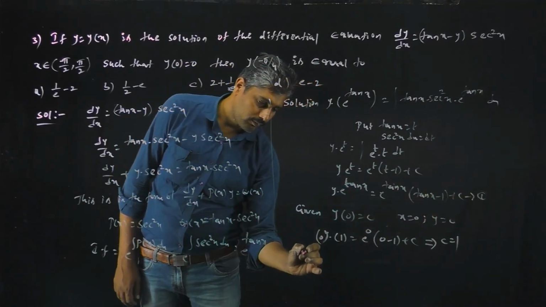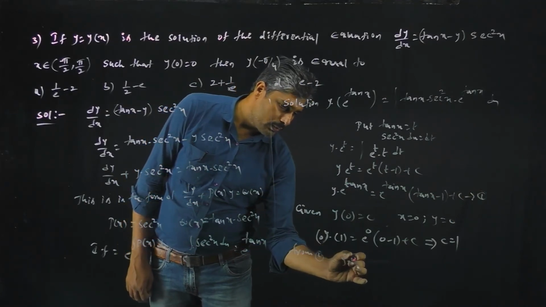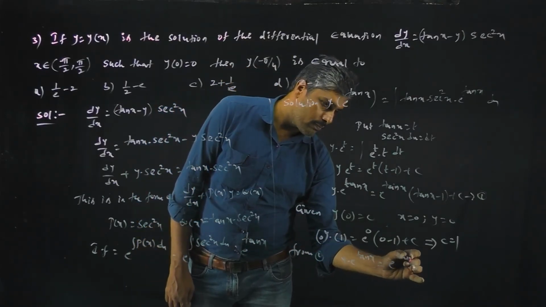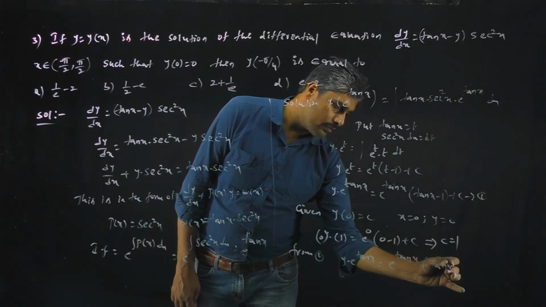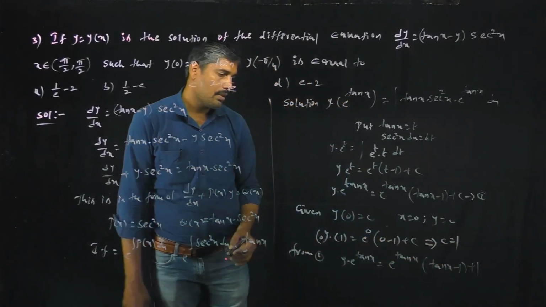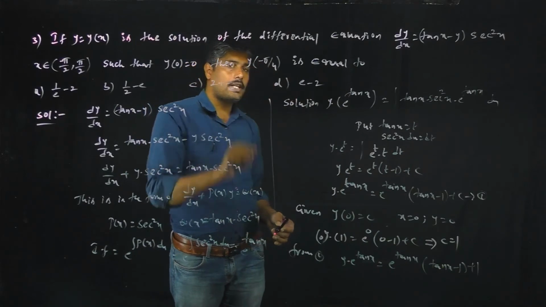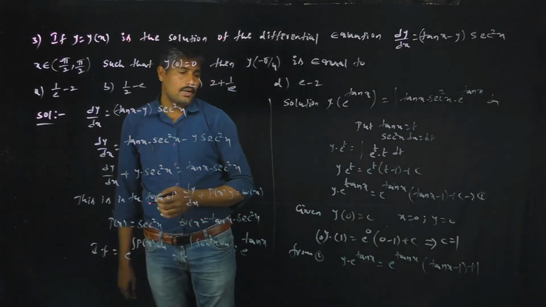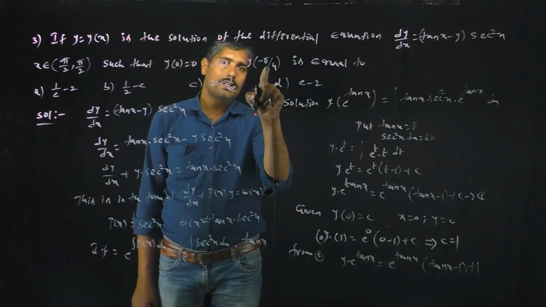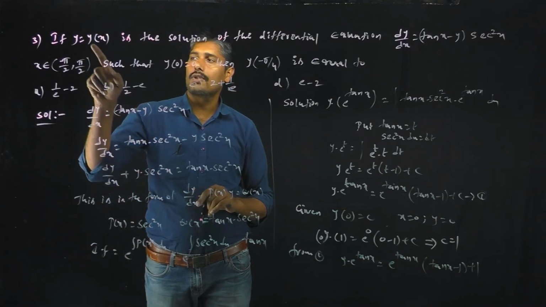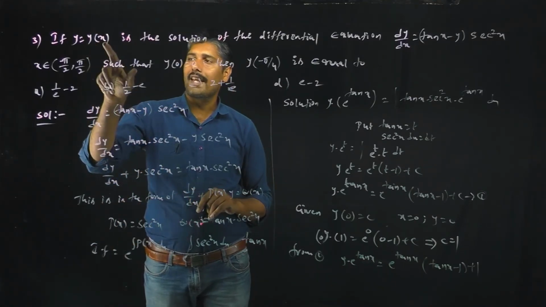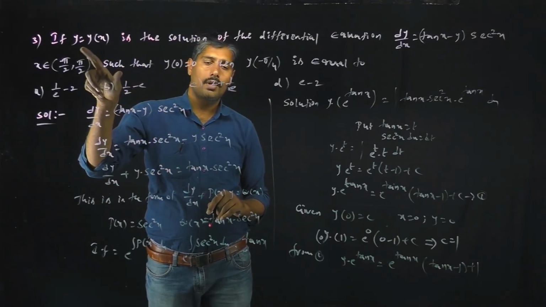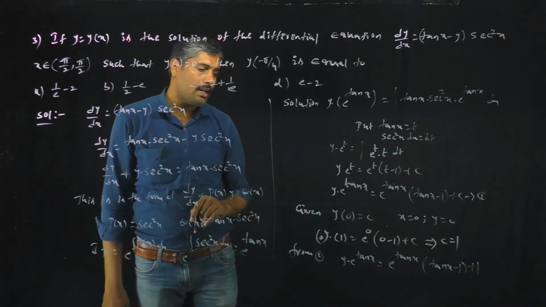From 1, y into e power tan x equal to e power tan x into (tan x minus 1) plus 1. Okay. We have to find y of minus pi by 4. Right. Here x is minus pi by 4, so y of x is y of minus pi by 4.